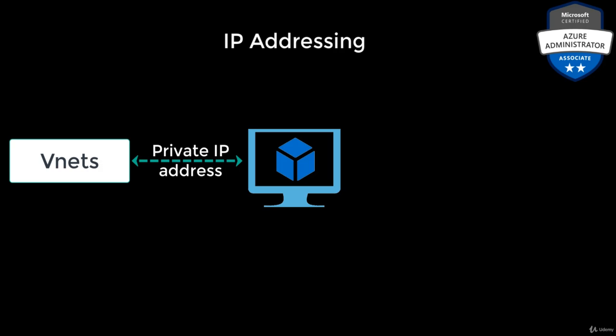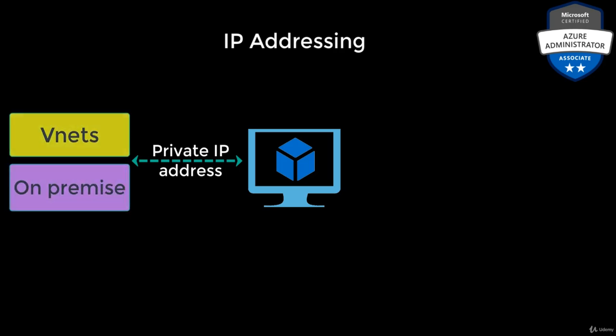You will also use a private IP address if you have extended your network and connected your on-premise infrastructure with your VNet. So you will use private IP addresses for communication between the resources in your VNet and the resources in your premise. To connect your on-premise network to the Azure network, you will need something called a VPN gateway or ExpressRoute. And these are used to extend your network to Azure.